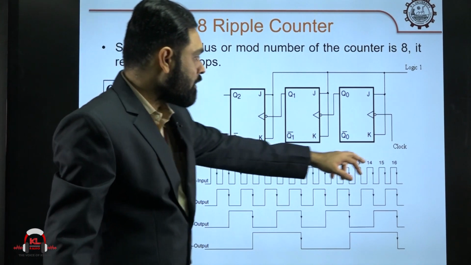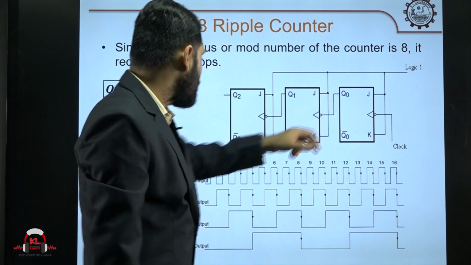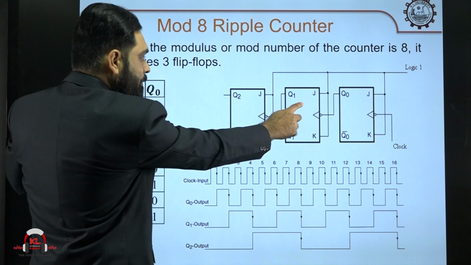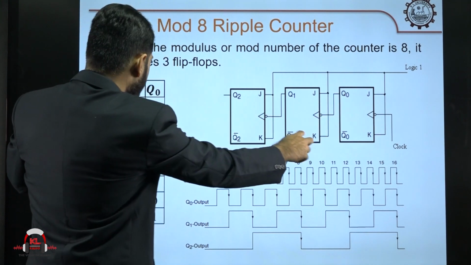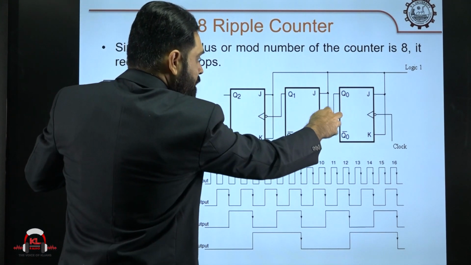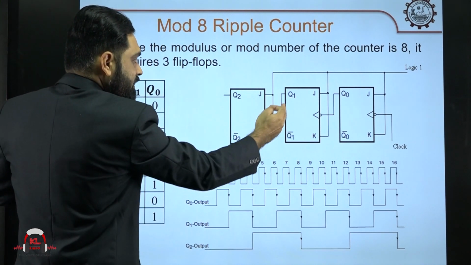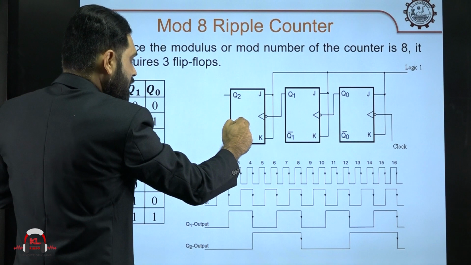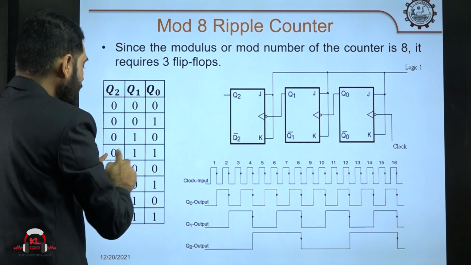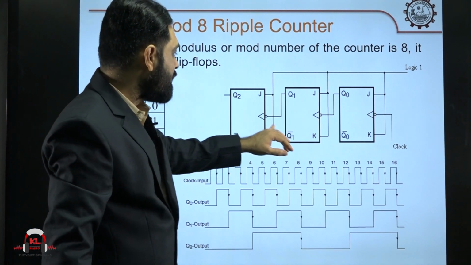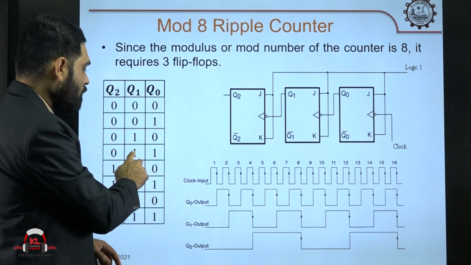By applying the next clock pulse, the earlier value of Q naught is 0, so now it will become 1, and the next flip flop will not change. This state will not change because it is not triggered. So, the Q2 value is 0. That means in the next stage you are getting 0 1 1.